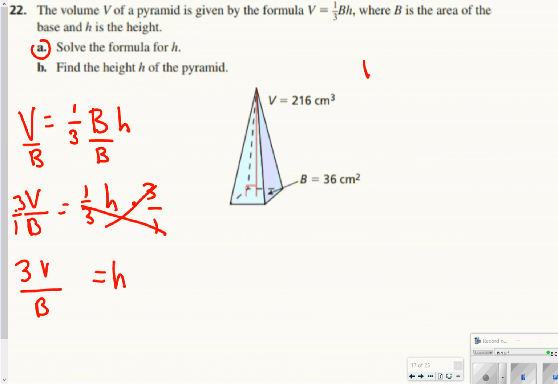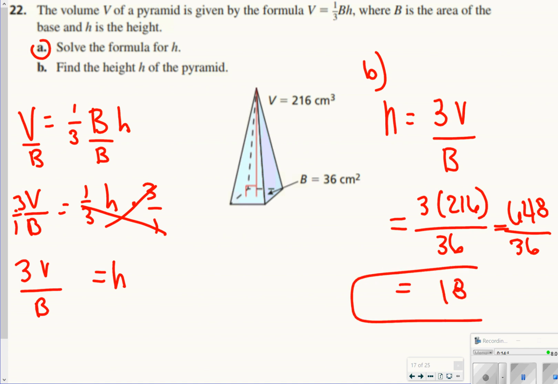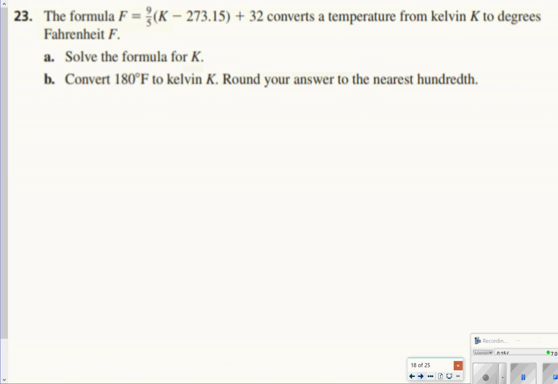Then for part B, it says find the height of the pyramid. Well, we already solved for H, so what I can do is plug in what I know from this problem. I know 3 is there, I know V is 216, and I know B is 36. So I'm going to do 3 times 216 and then divide by 36 to find height. 216 times 3 is going to give me 648. And then when I divide that by 36, I'm going to get 18 as my height. Okay, so here are your two answers for 22.